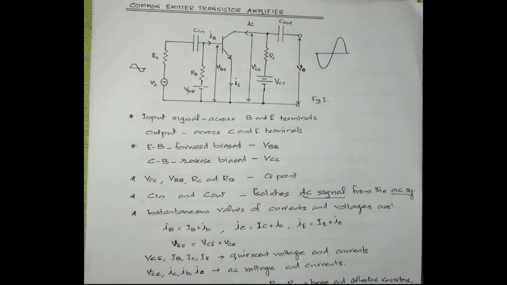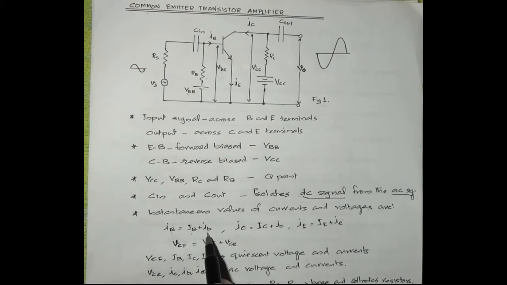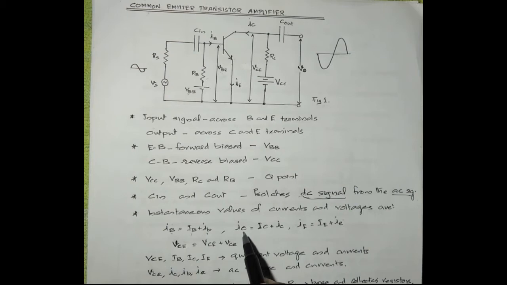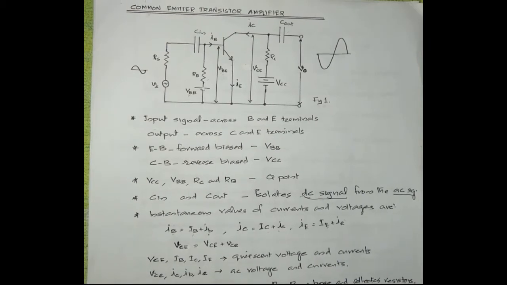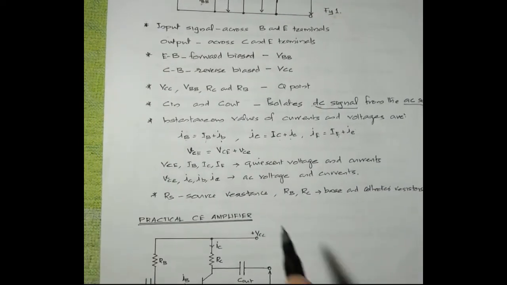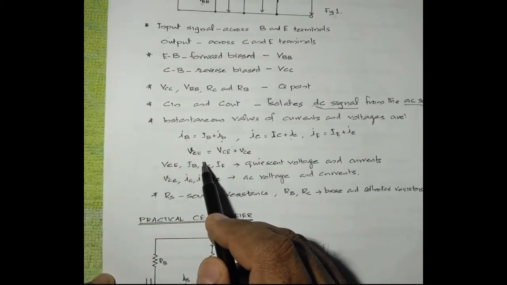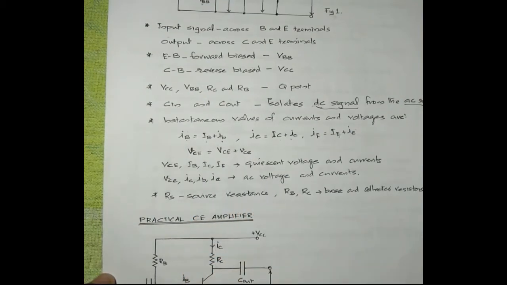Now, we may write the instantaneous values of the currents and voltages. The instantaneous base current is the sum of the DC base current and the AC base current. Likewise, you have the collector current as the sum of the DC component and the AC component, and we have the emitter current as the DC emitter current plus the AC component. Likewise, we have the collector emitter voltage as the sum of the DC value and the AC value.